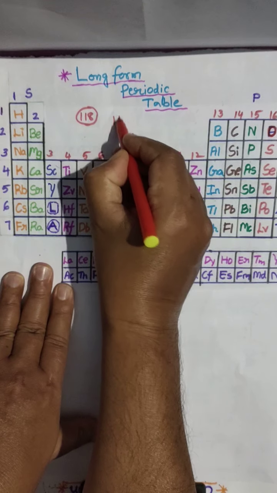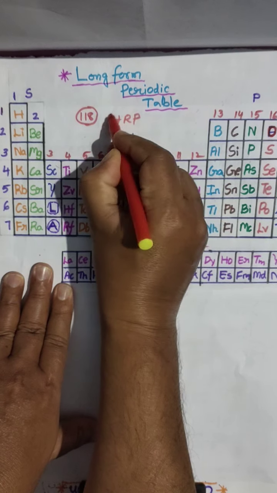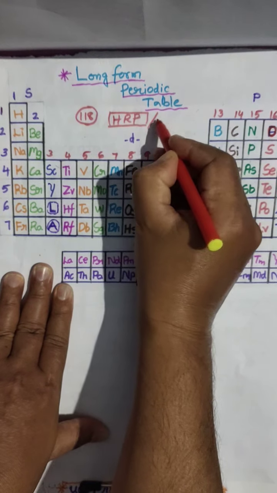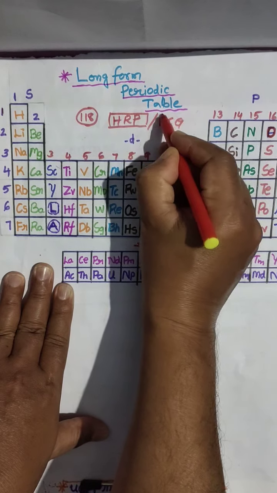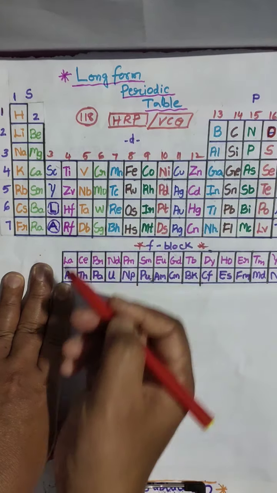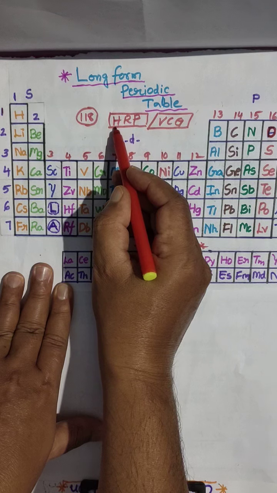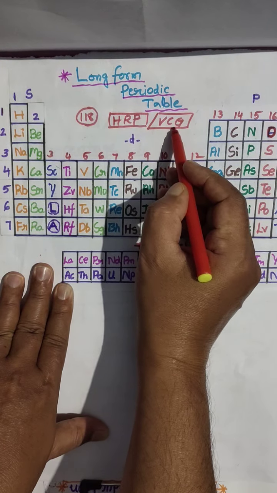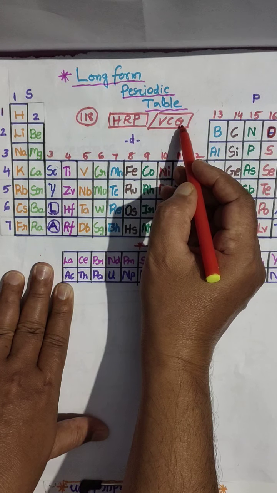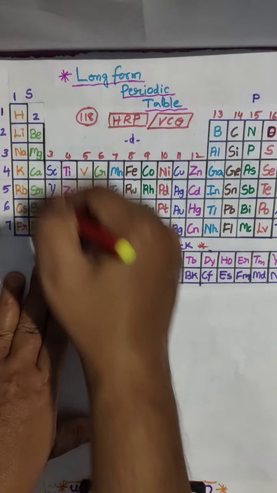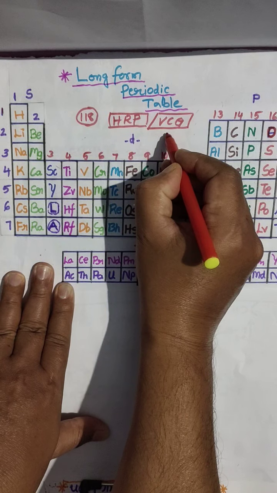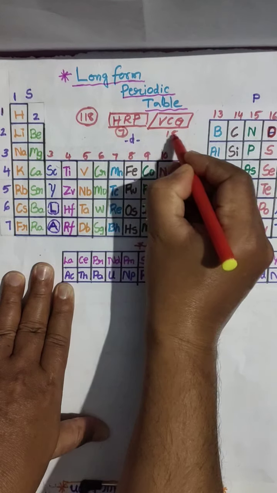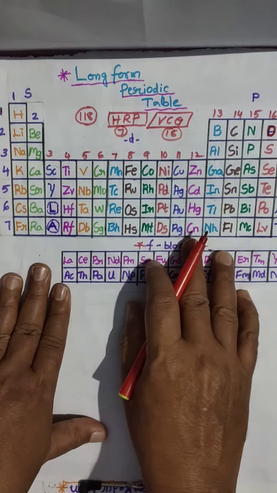So HRP means horizontal rows are periods, VCG means vertical columns are groups. Clear? So how many groups do we have? 18 groups and 7 periods.